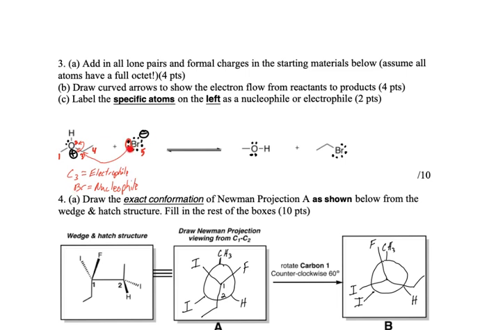Also labeled there. The arrow is showing the electrons going here to form the bond between bromine and carbon 3. This bond shows the carbon 3 and oxygen 2 bond breaking, and oxygen gets that other lone pair, those 2 electrons coming from that bond. Make sure you label specific atoms, and on the left, electrophile and nucleophile.